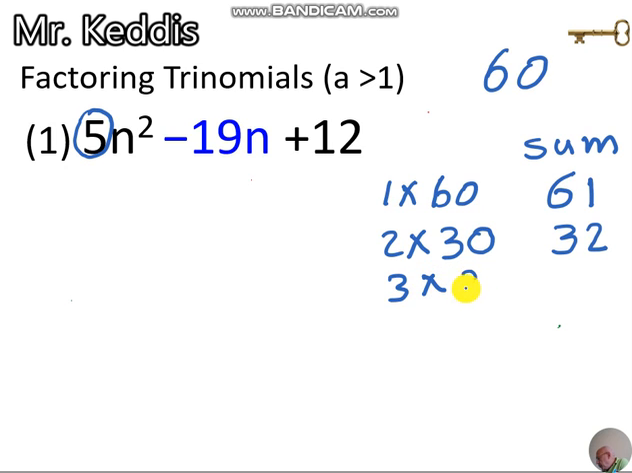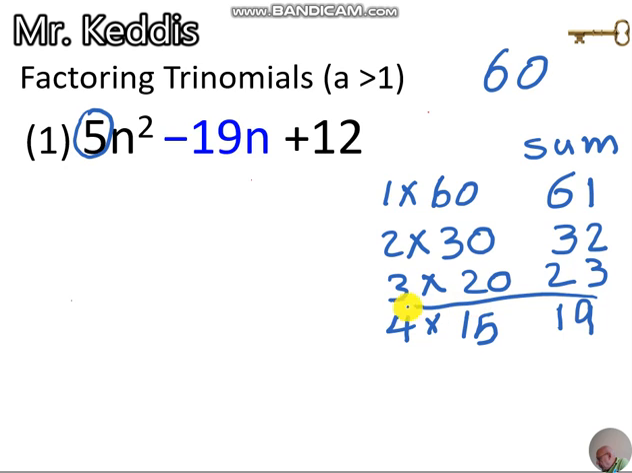3 times 20. When I divide 60 by 4, I get 15. Here, 3 plus 20, I get 23. 4 times 15, and 4 plus 15, I get 19. This is the number I'm looking for. When I combine them, I get 19.